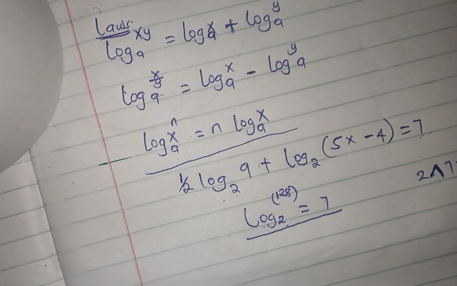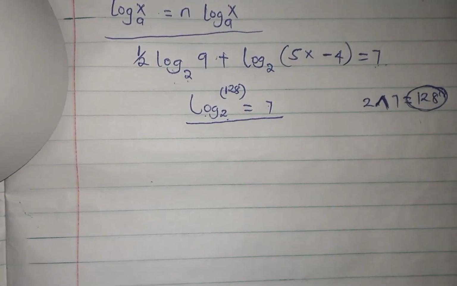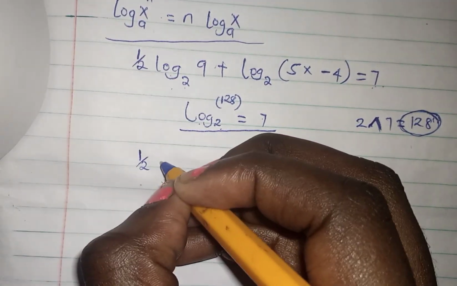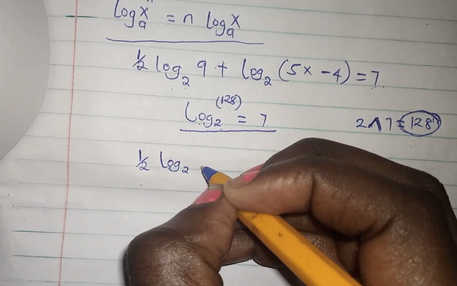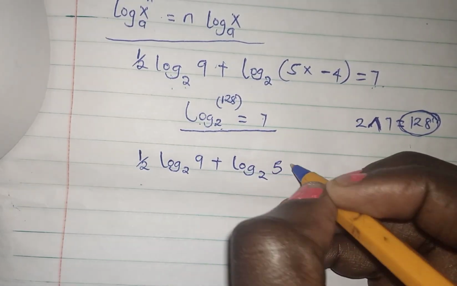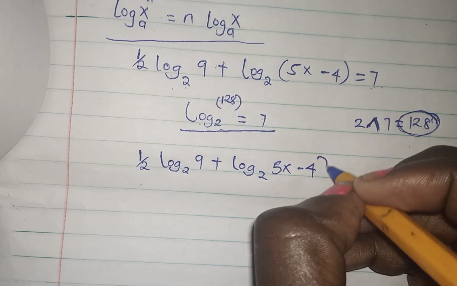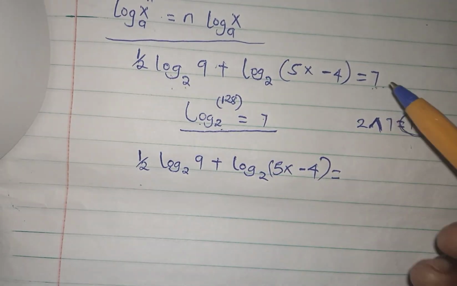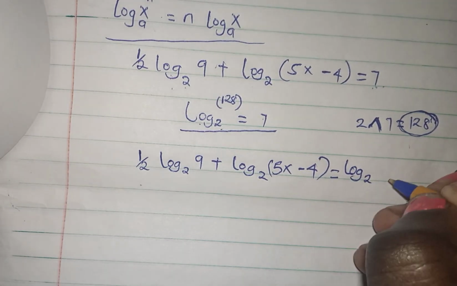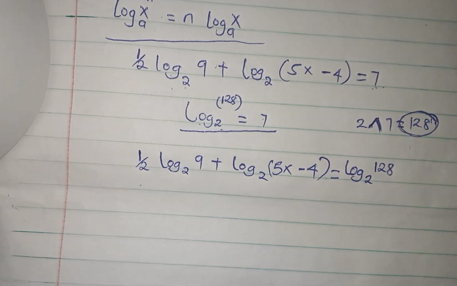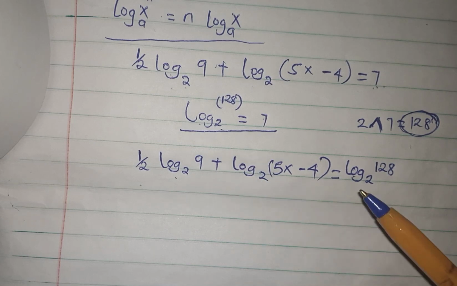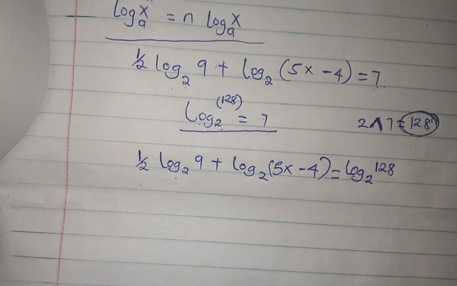So we're going to rewrite the equation in logarithm form. A half log base 2 of 9 plus log base 2 of (5x minus 4) is equal to log base 2 of 128. It is now in logarithm terms.